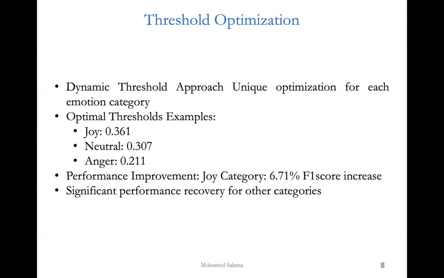Joy was at 0.361, neutral was at 0.307, and anger was at 0.211. This nuanced approach more accurately captured subtle emotional differences, with a remarkable 6.71% F1 score improvement in the joy category. The threshold optimization technique proved powerful in recovering performance across multiple emotional states, demonstrating a sophisticated approach to machine learning based emotion recognition that transcends traditional static classification methods.